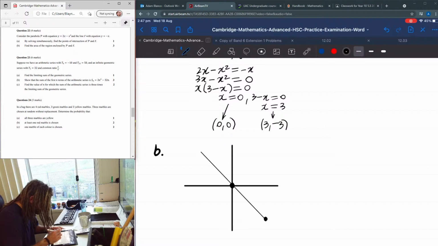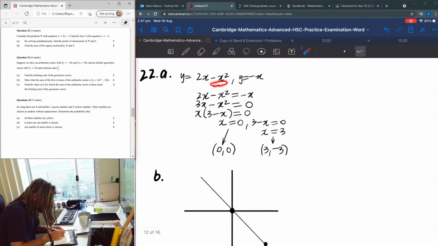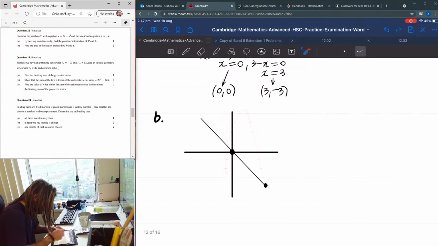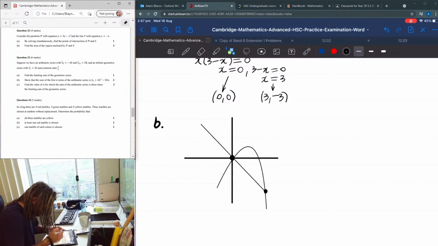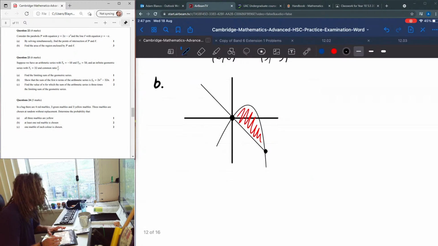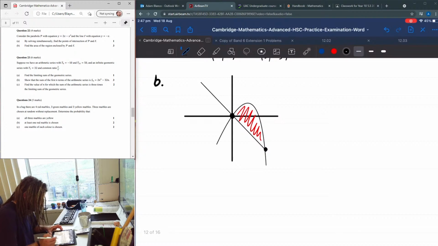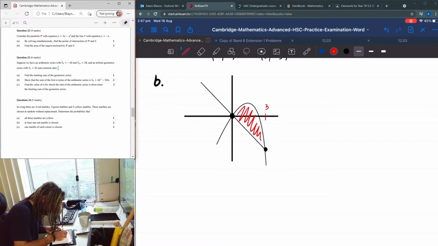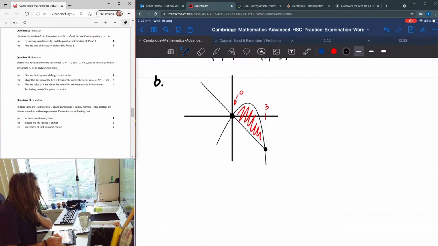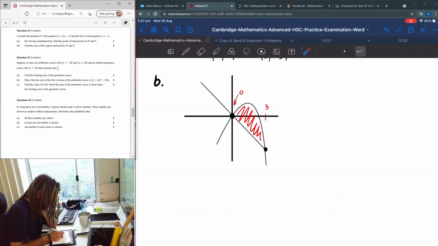If they cut there, it's also a negative parabola, so it's going to be upside down. So it's going to look like that. That's pretty good. So I'm looking for this area. Is that all it wants? The area of the region. Now I also know that is 3, and we see that's 0. So I'm going to have to find two integrals. The first integral I find is this one, and the area underneath the curve there.